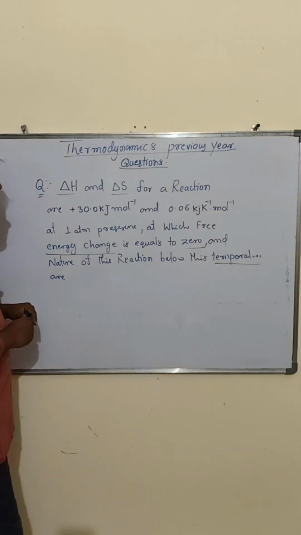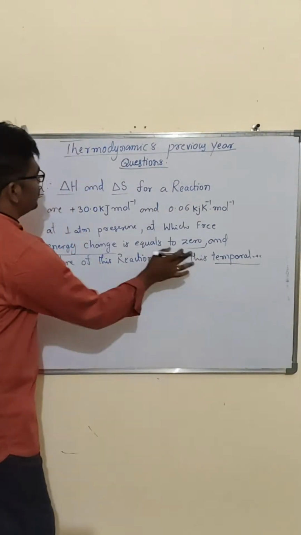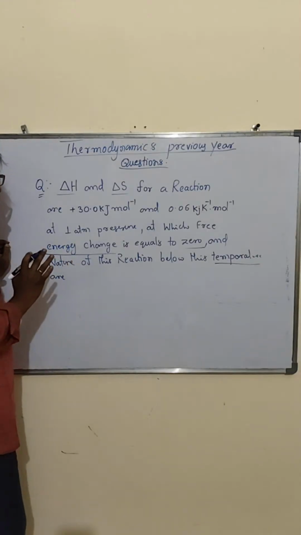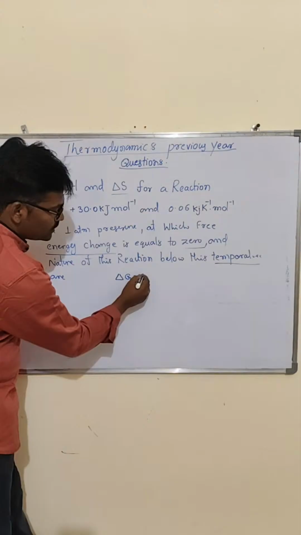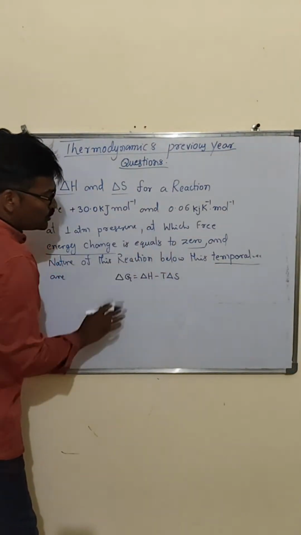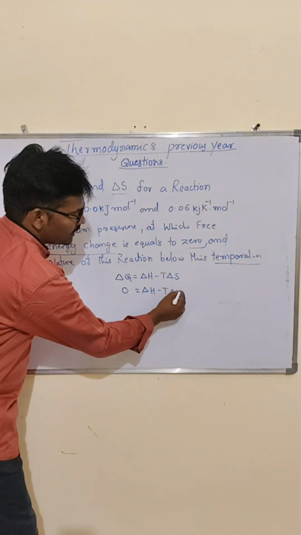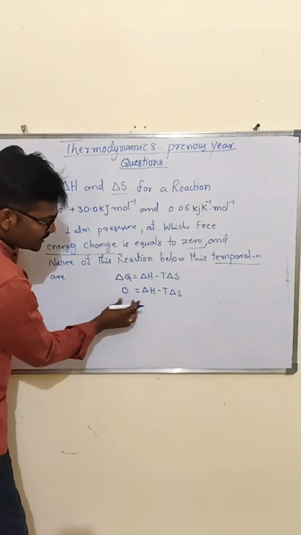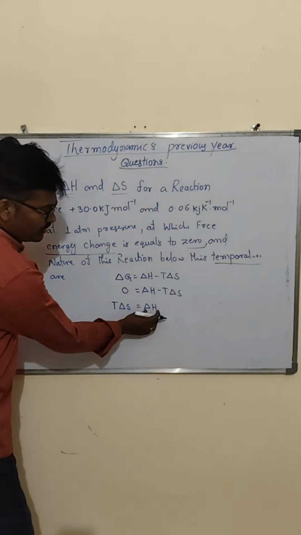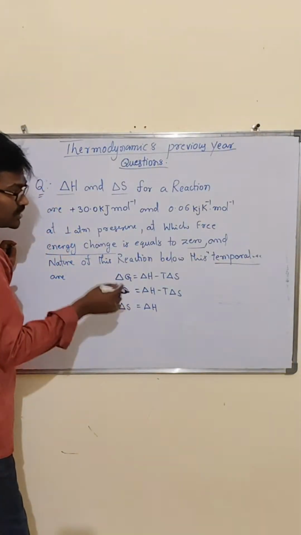Look at the question carefully. The free energy change, delta G, is equal to 0. The relation is delta G equals delta H minus T delta S. Since delta G is 0, we get delta H minus T delta S equals 0, so T delta S equals delta H. Delta H is the change in enthalpy and delta S is the change in entropy. What is required? The temperature is required.